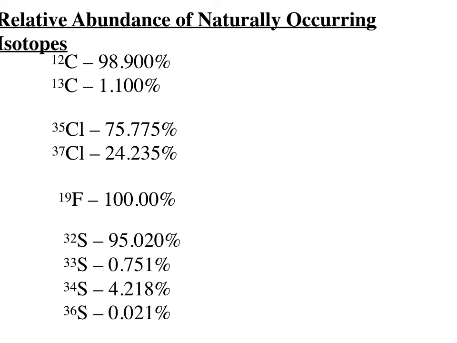Notice I list fluorine there as having no isotopes. 100% of naturally occurring fluorine is F19. Then you see that sulfur comes in a variety of isotopes, even though some of them are not present to a very major extent at all. Yet, when you scoop up in nature, you're going to get a wide variety of different isotopic forms of sulfur.